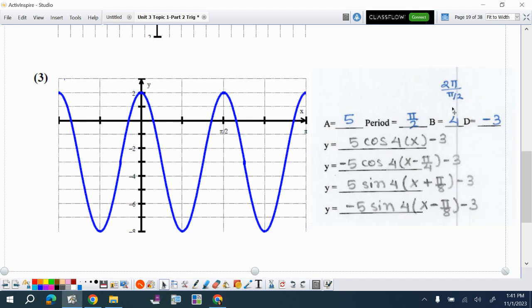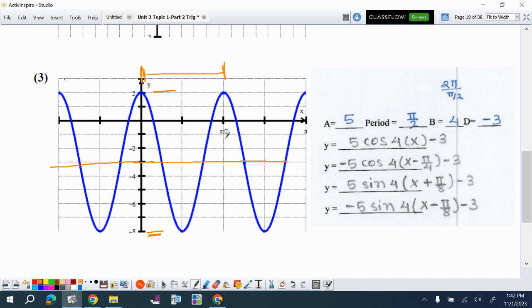Okay, so these are the answers for the third equation here on the same page. You can see that amplitude is between 2 and 8, so total is a 10, and that is my central axis. So the height is a 5 and D is 3 units down. Period is, one period is between 2 maximum. You can say that's the period, pi over 2, and B will be 4.